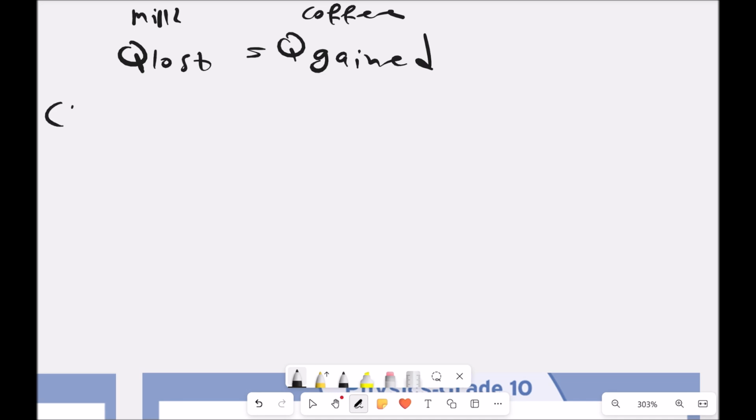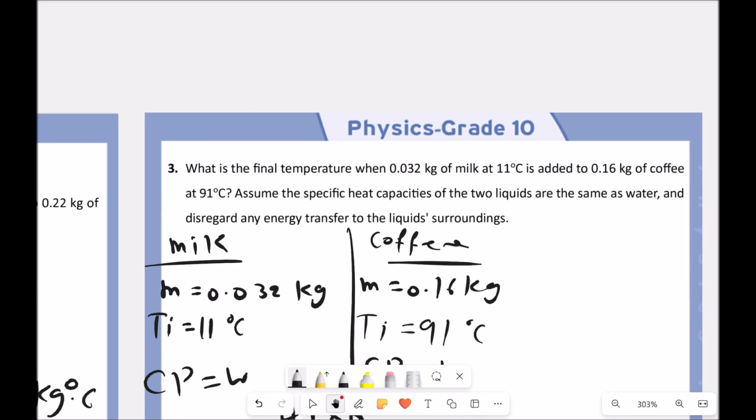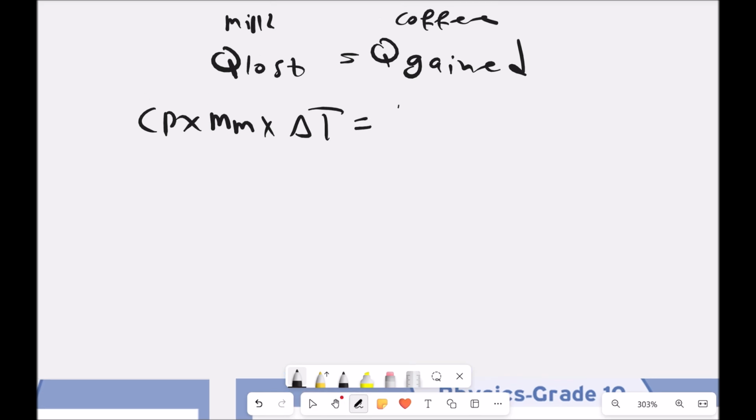Write the equation for both of them. So Cp times mass of the milk times delta T is equal to what? Is equal to Cp times, you can write MC times delta T. Now guys, remember it said Cp of both of these substances is equal to the water. It means this Cp with this one are equal. So if you have the same number on both sides, of course it's going to cancel each other. So this Cp is going to cancel with this one.